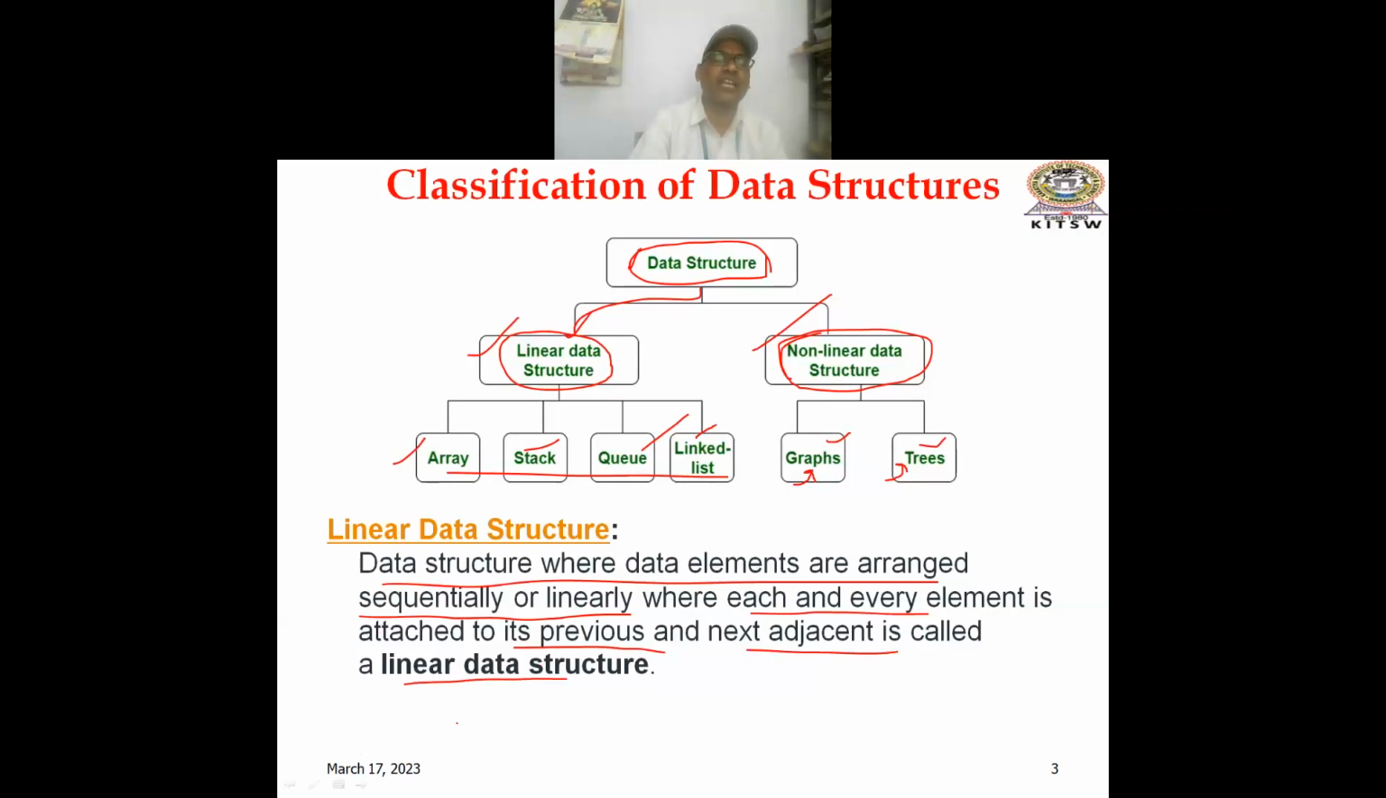For example, if you take an array, for any element, a predecessor element and a successor element will be there. For example, if you take the element 5 here, for this particular element, you have a predecessor element before this and a successor element after this, except for the first element and the last element. For the last element, there is no successor. For the first element, there is no predecessor. Except for these, for all the elements in this particular array, you are able to find the predecessors and successors. So in linear data structures, this property is present.